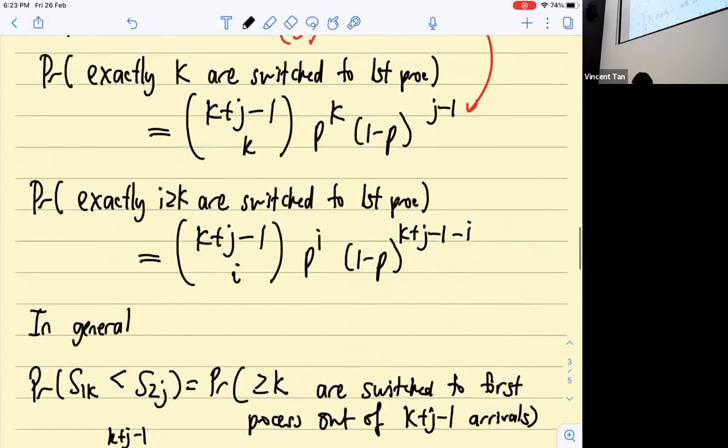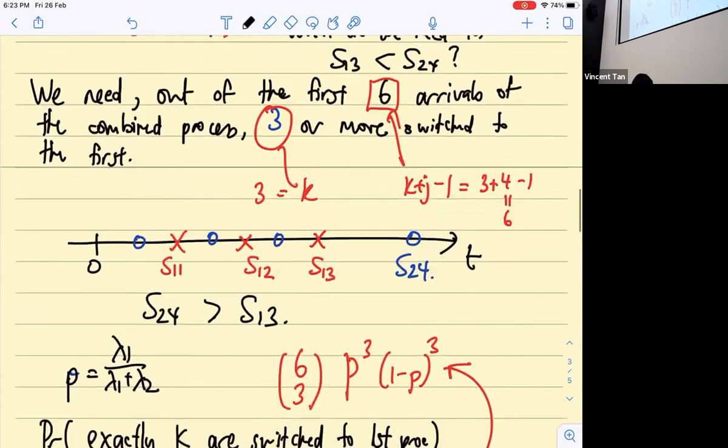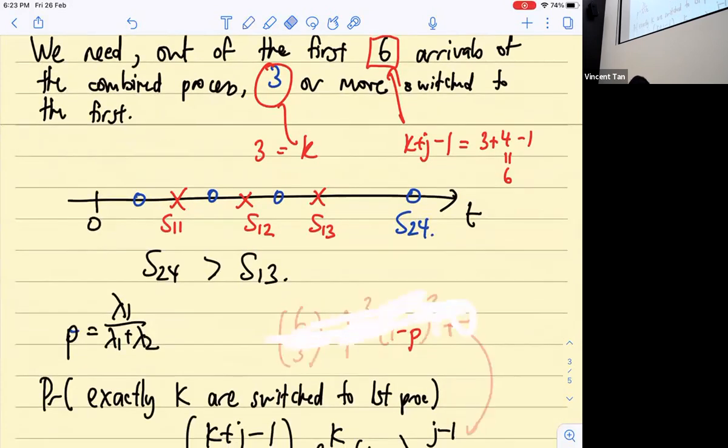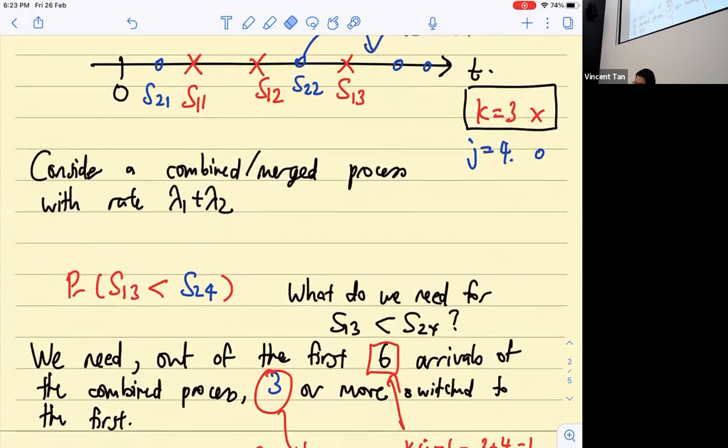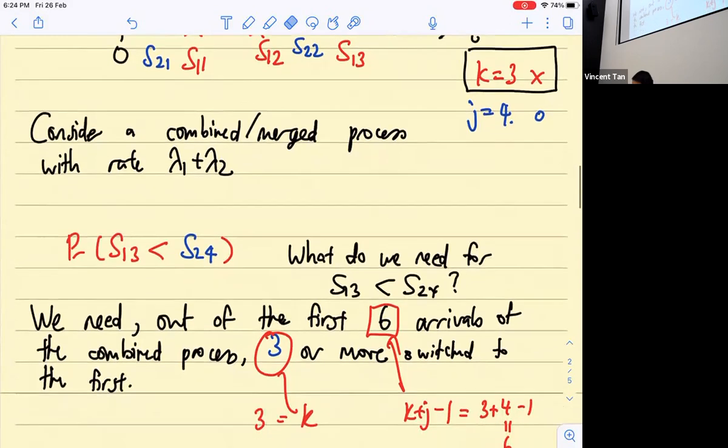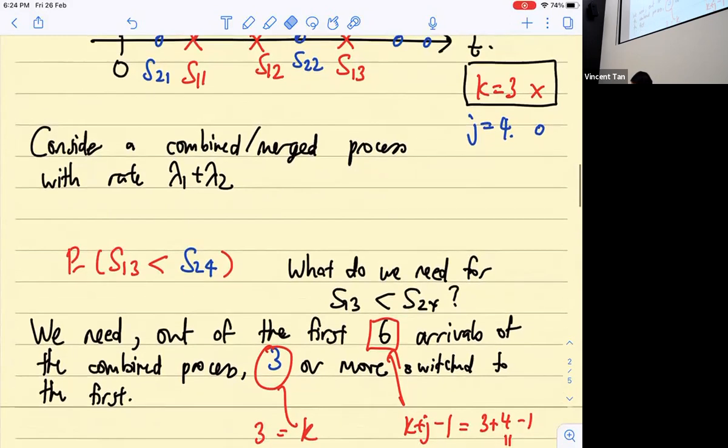Okay, so let me go through this one more time. Let me just get rid of this intermediate calculation. All right, so it's best to think about a specific example where K is equal to 3, J is equal to 4. That's my example. And I'm interested in this probability. Actually to do this is very difficult, because even though these two are independent, if you want to figure out this event here, it's extremely complicated because this is an Erlang distribution, this is an Erlang distribution.